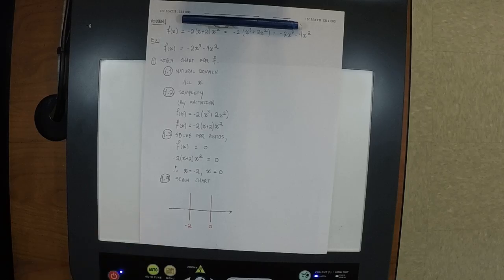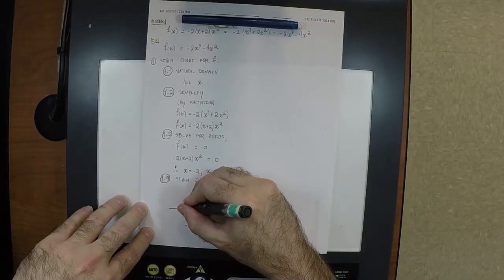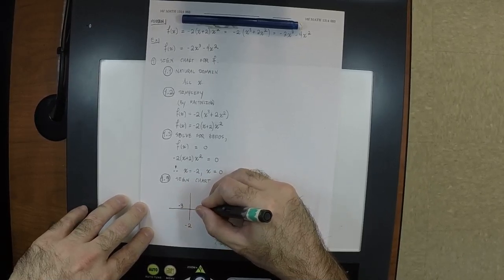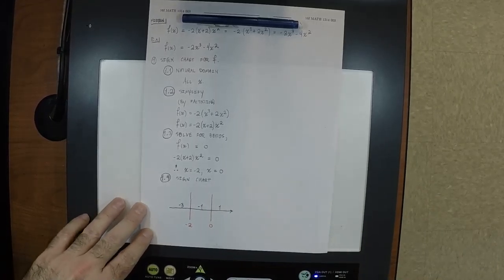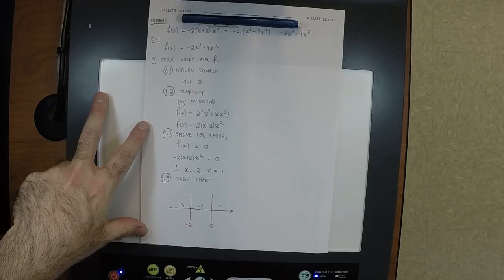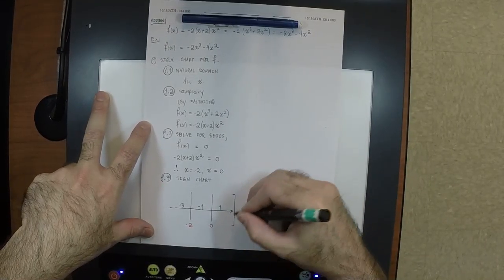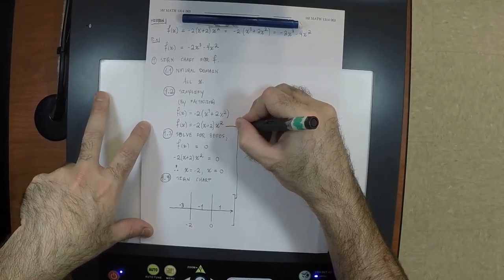So now what? Okay, right, in each region. So how about negative 3 for this one, and negative 1 for this one, and 1 for this one. So plug them into what? Into the simplified one, right? So we're going to plug these in to that one.